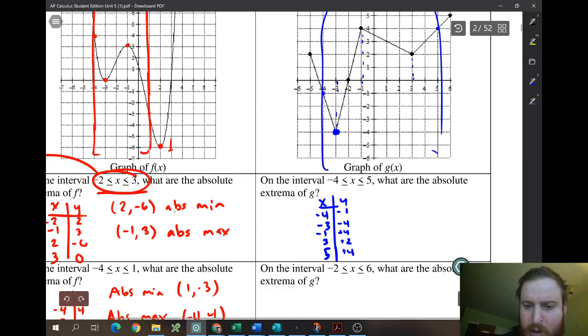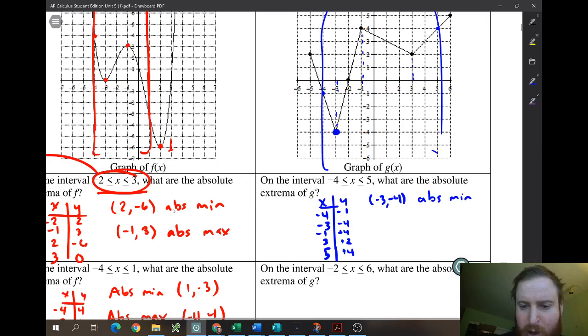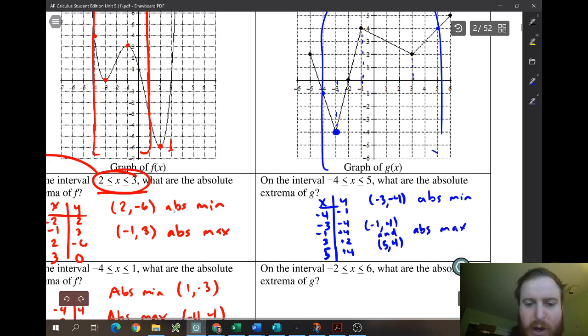So in this case, (-3, -4): -4 is our smallest y value, so that's going to be our absolute minimum. And we have two absolute maximums because it hit 4 twice, and that's okay. So (-1, 4) and (5, 4) are absolute maximums. So we have two of them, and that's okay.